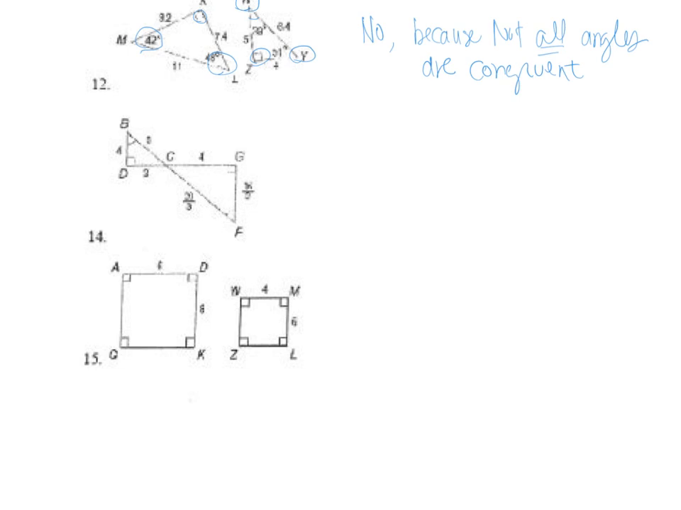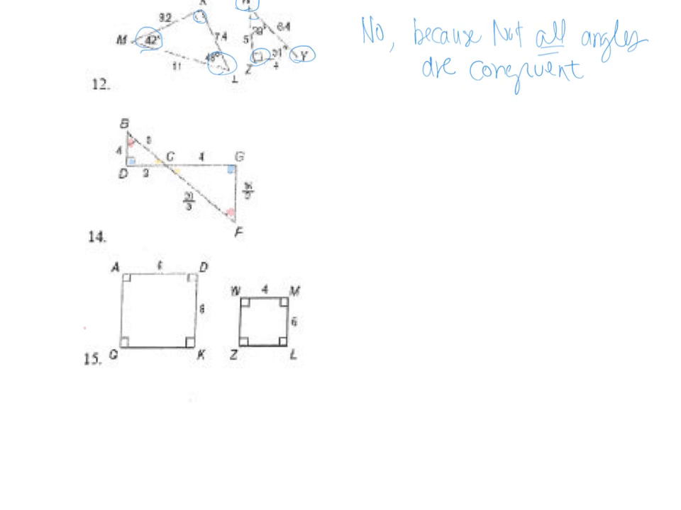And number 14, when I look at this, I can see that I have an angle congruent to this angle, and I have an angle congruent to this angle, and I have this angle congruent to this angle. So those are vertical angles. So part of the way there, my angles are congruent. I then have to check the sides.